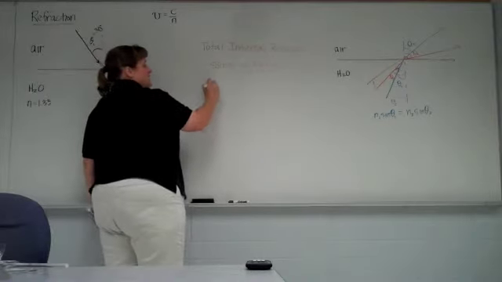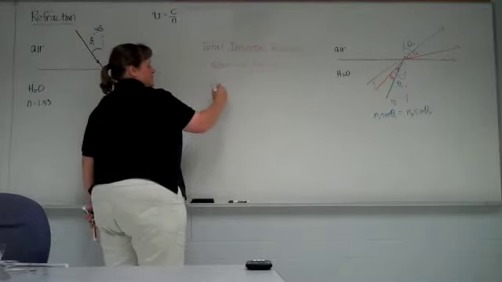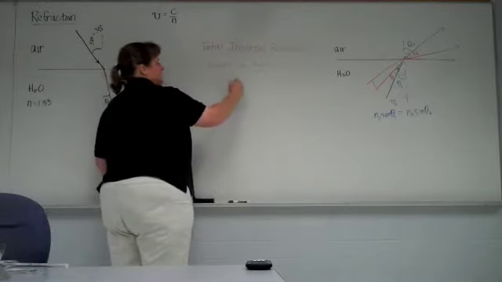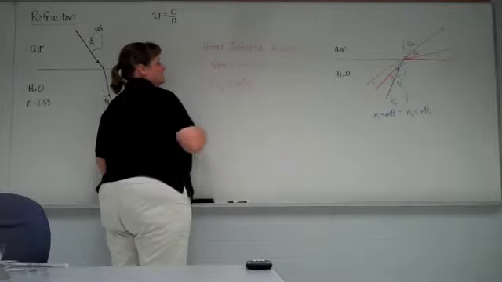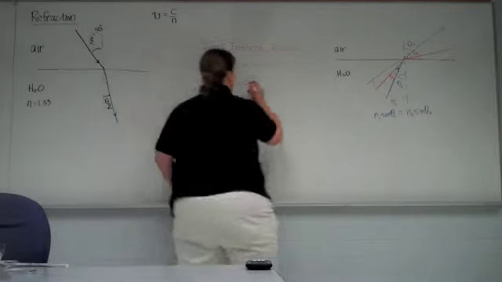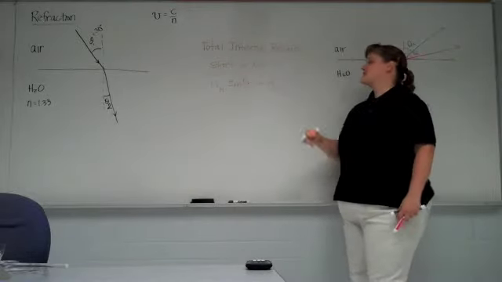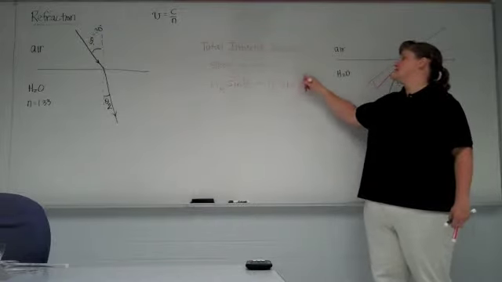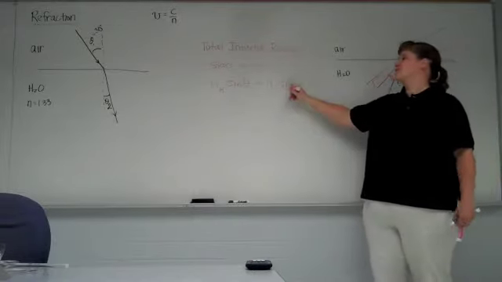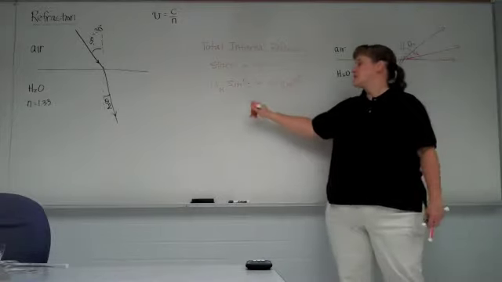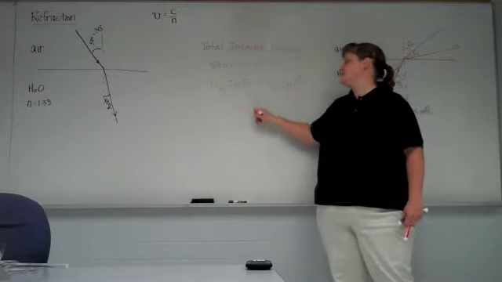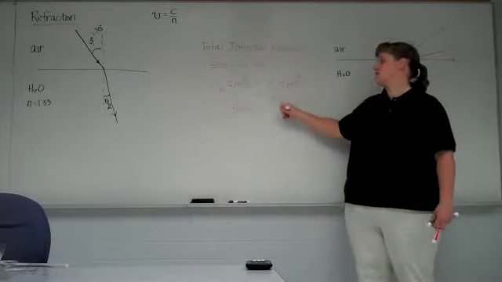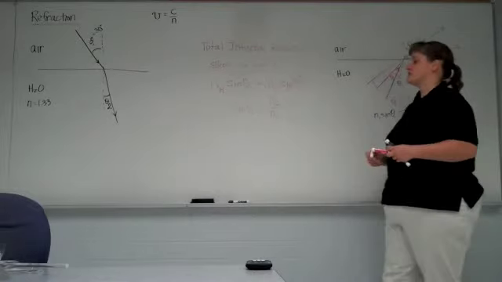Snell's law still applies. We'll have the higher index of refraction times the sine of the angle in there, which is called the critical angle. And that will have to equal the index of refraction in the lower, and that angle will go to 90 degrees. Sine of 90 is just 1. So we get the sine of the critical angle is equal to the index of refraction of the lower material over the higher index of refraction.